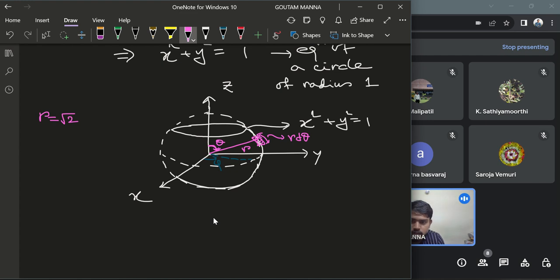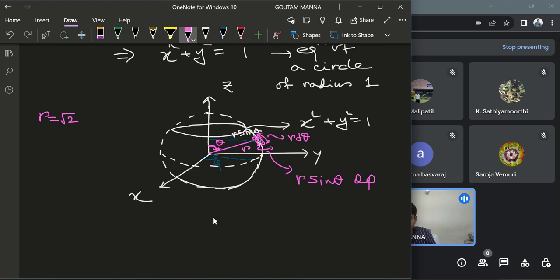And if we move along the phi angle, then it will move along this radius. So this radius, it's not visible, is nothing but r sine theta. So this length, the angular movement is d phi. If the phi angle moves by d phi, then the length will be r sine theta d phi.